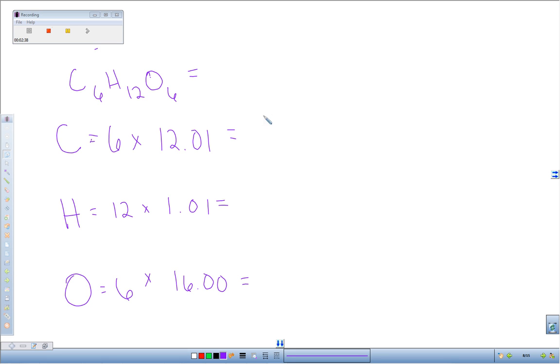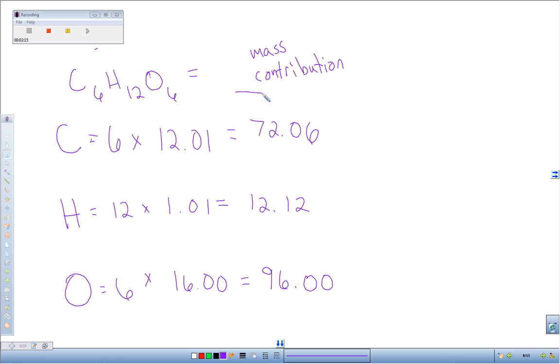And this is 72.06. And this is 12.12. And this is 48. No, it's bigger than that. 96.00. Okay, you have just figured out, here's a vocab term for you, mass contribution. All right? You have figured out the mass contributions of those elements.